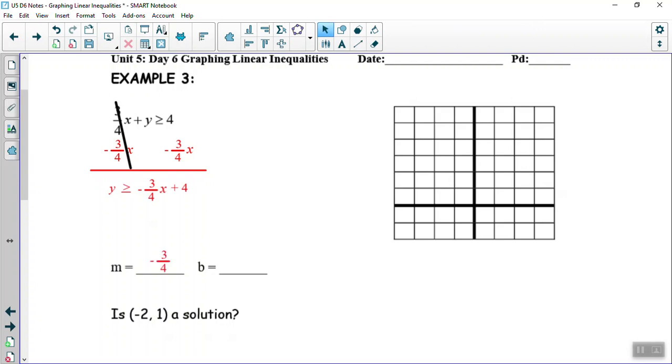All right, our slope is negative 3/4, our y-intercept is 4. So let's go ahead and get all of our points on here. My y-intercept is 4, right here.